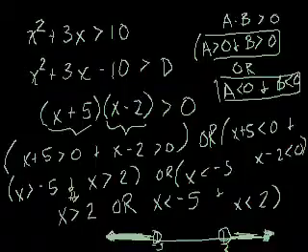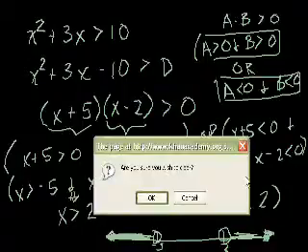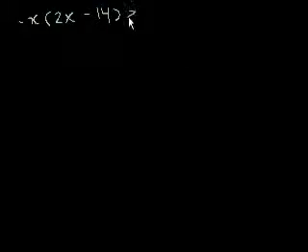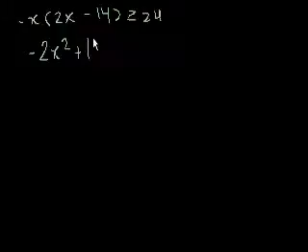Let's try another one, and hopefully I can confuse you even more. Let's say I have minus x times 2x minus 14 is greater than or equal to 24. Well, the first thing we want to do is just manipulate this so it looks in the standard form. So we get negative 2x squared plus 14x, I'm just distributing the minus x, is greater than or equal to 24.